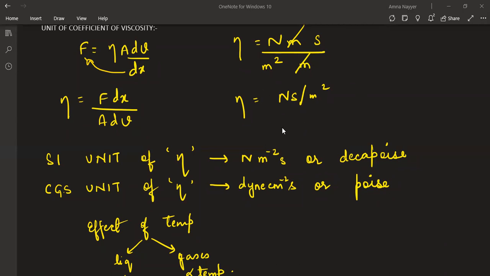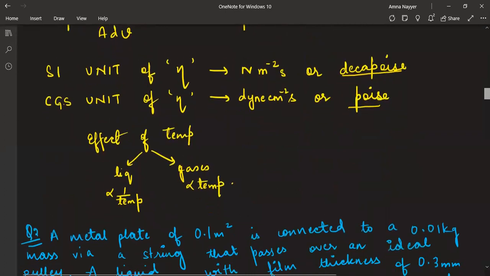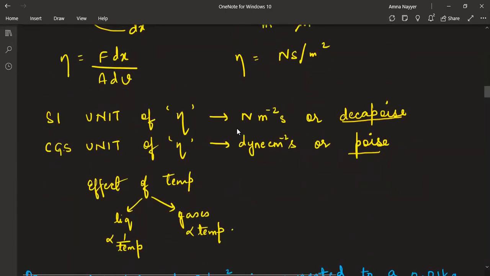So writing this entire thing every time is difficult, it is tedious work. That's why we have a unit which is known as decapoise, and the CGS unit is poise. So decapoise is used for the SI unit of coefficient of viscosity. I have already told you it depends on temperature. How does it depend on temperature? Inversely proportional for liquids and directly proportional for gas. So this is the effect of temperature. Decapoise is the SI unit, CGS unit is poise.